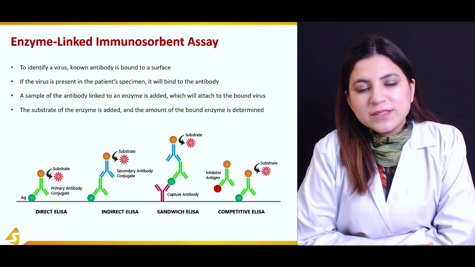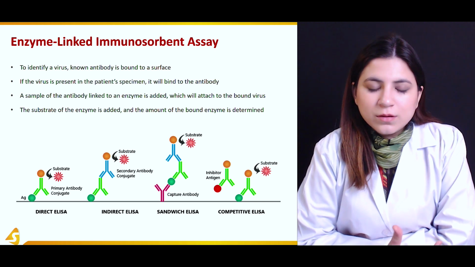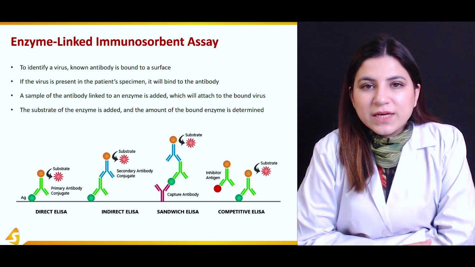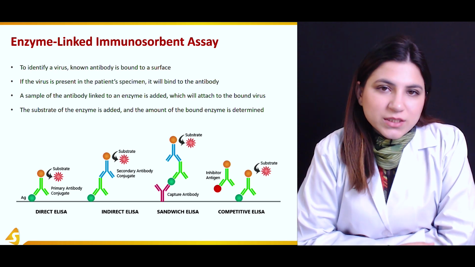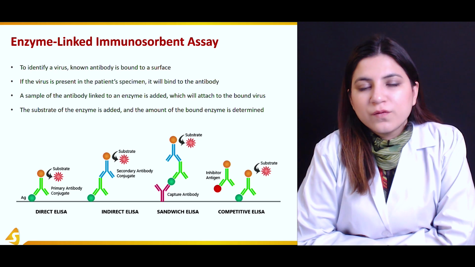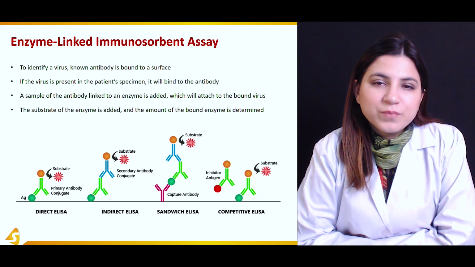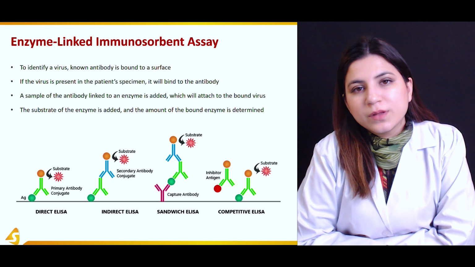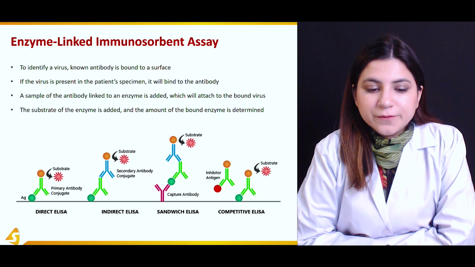The sample of the antibody, which is linked to the virus, is then linked to an enzyme, and then once the enzyme binds to it, a substrate is added, and the amount of bound enzyme is determined, and the conversion of substrate to a product basically gives away a signal that can be used to identify a virus.